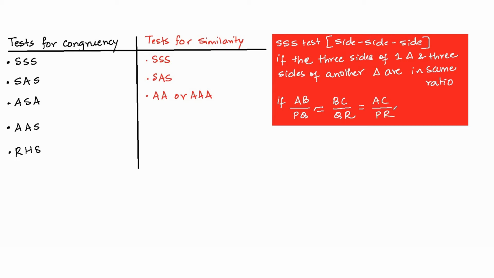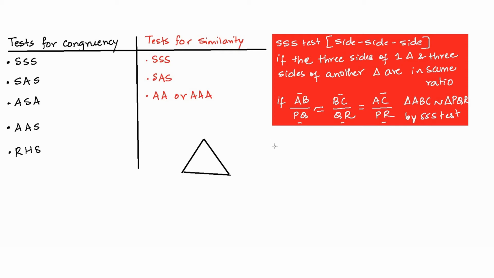So basically what we have here is the three sides of triangle ABC, that is AB, BC and AC, and the three sides of the other triangle PQ, QR and PR. If their ratios are equal, then I can say that triangle ABC is similar to triangle PQR by the SSS test. So basically I should have three sides of one triangle. Let's take some quick examples to understand how to apply the SSS test.